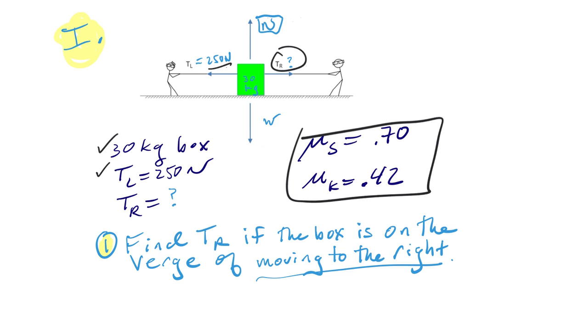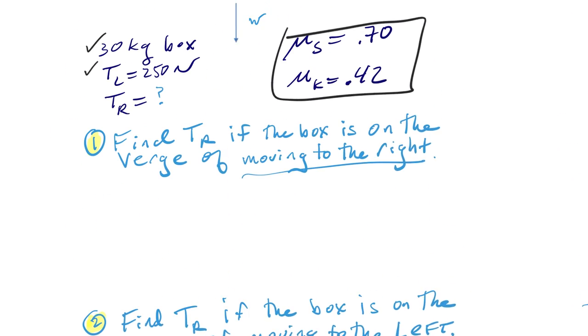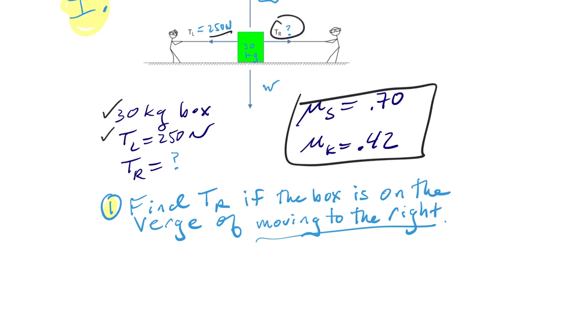This series of problems for this picture is always going to find the tension in the rope on the right. Okay, so let's look at number 1. Find TR if the box is on the verge of moving. So it's not moving yet.